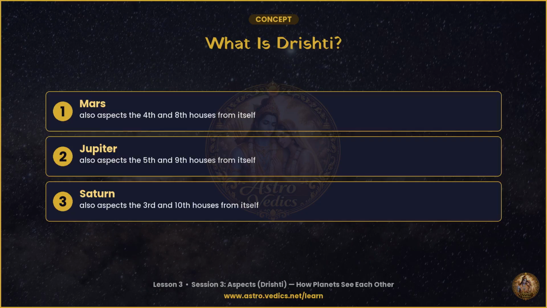Why these specific aspects? The classical explanation is that Mars, the warrior, can strike nearby, fourth, and ambush from behind, eighth. Jupiter, the teacher, blesses the houses of wisdom, fifth and ninth, both trines. Saturn, the taskmaster, watches over effort, third, and karma, tenth.